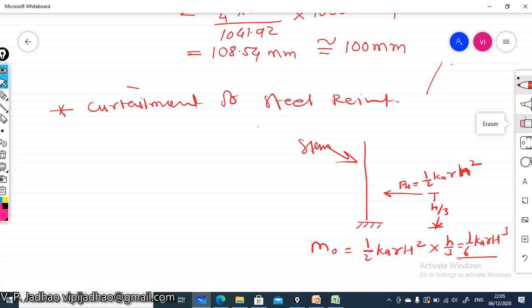Okay, from this particular equation we can say that this bending moment, this value of M0, is increasing in terms of cube of this h. It is increasing in terms of cube of this h. That is, the bending moment will be something like this. For this stem, the bending moment will be something like this. That is, it is minimum or 0 at the top, whereas it is maximum at the bottom.